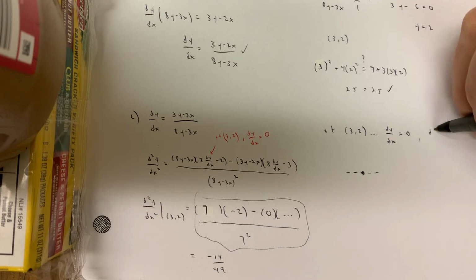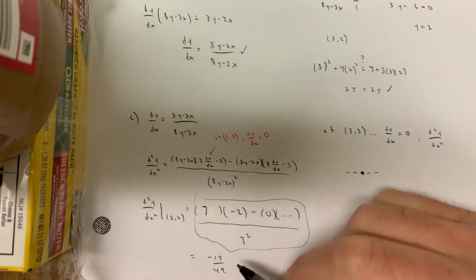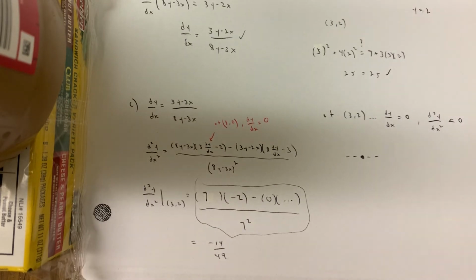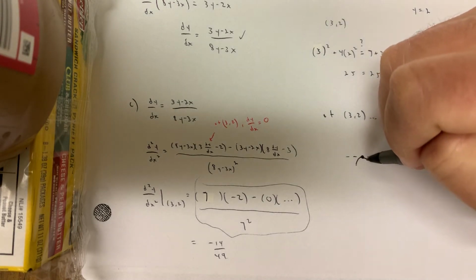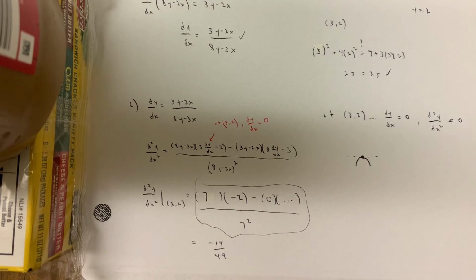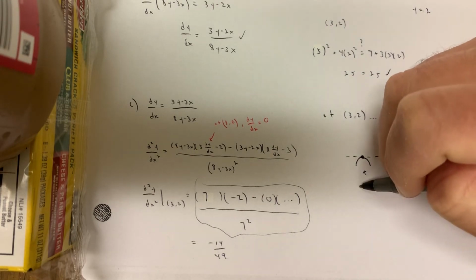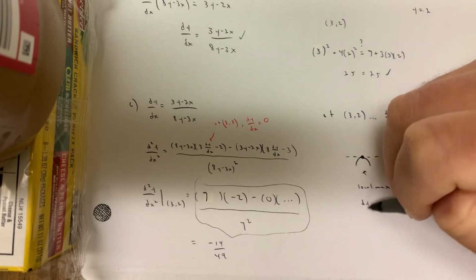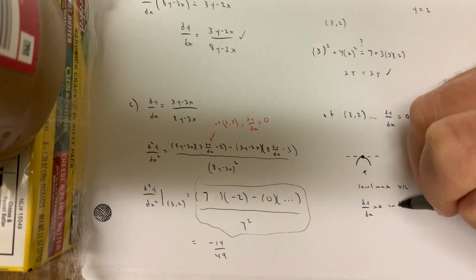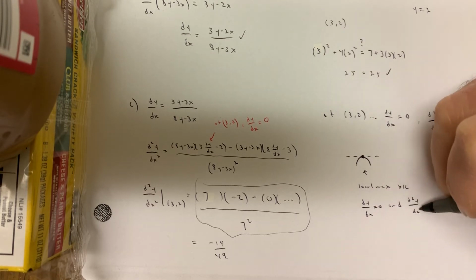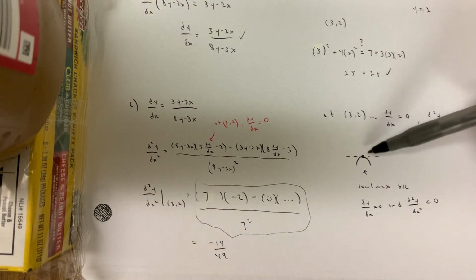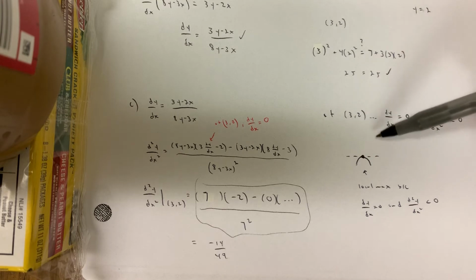And now we know the second derivative, d squared y over dx squared, is negative 14 over 49. So we know it's negative, and since it's negative, that means the function is concave down. If you look like an N at a horizontal tangent line, guess what you have? You have a maximum. So local max. The justification is that the first derivative is equal to 0 and the second derivative is negative. If the second derivative is positive and the first derivative is equal to 0, then you have a little smiley at a horizontal tangent line. That means it's a local min.